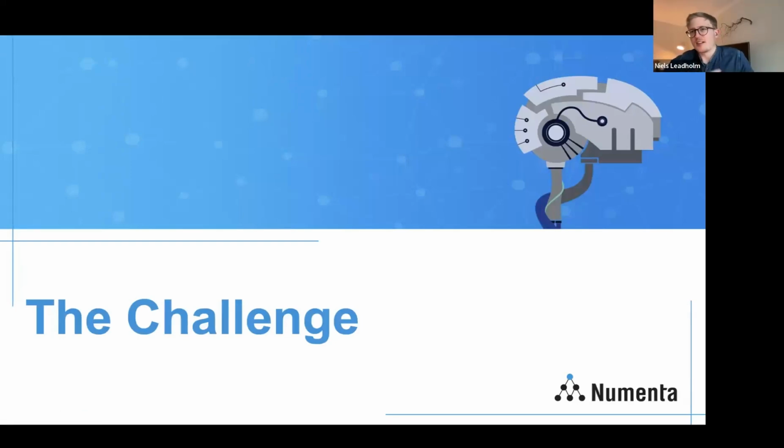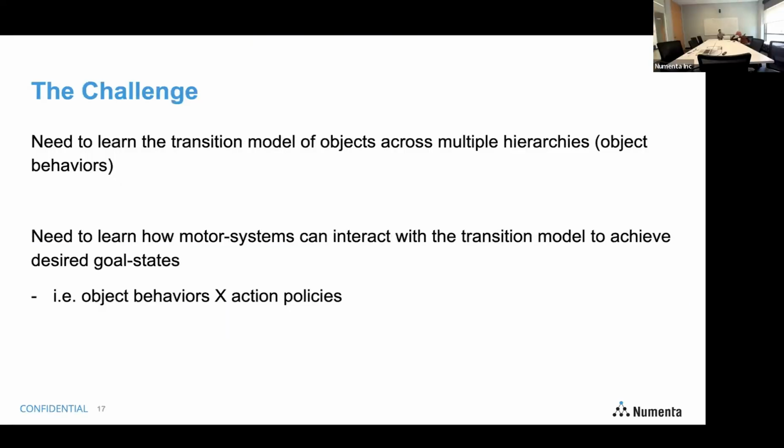So that's all the definitions out of the way, just so we're all on exactly the same page. But then to take a step back, the challenge is we want to learn this transition model of objects across multiple hierarchies, these object behaviors. But not only that, we need to learn how motor systems would interact with the transition model to achieve a desired goal state. So it's this intersection of object behaviors and action policies, which are clearly related, but also not equivalent.